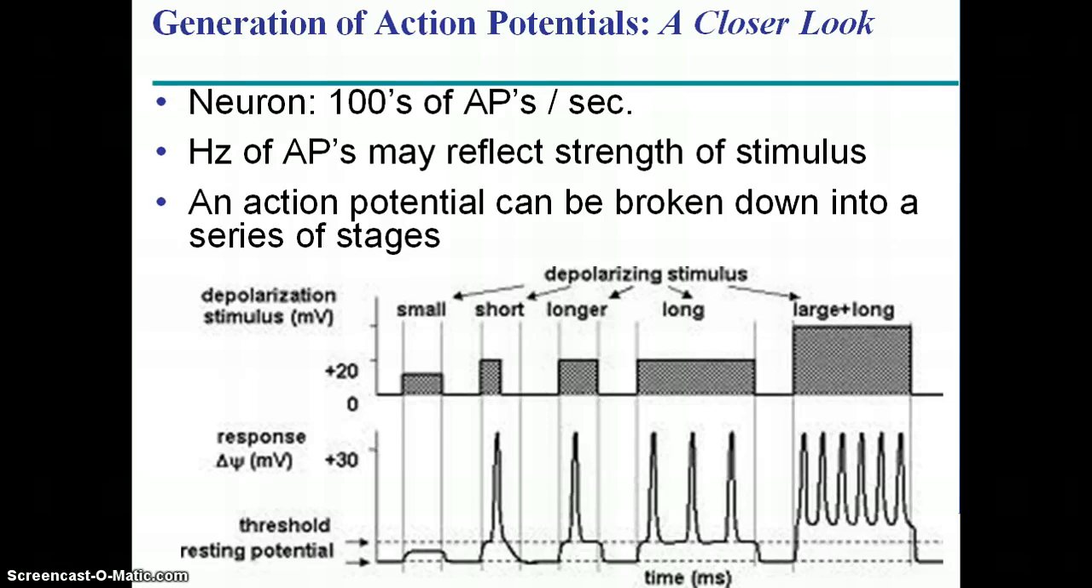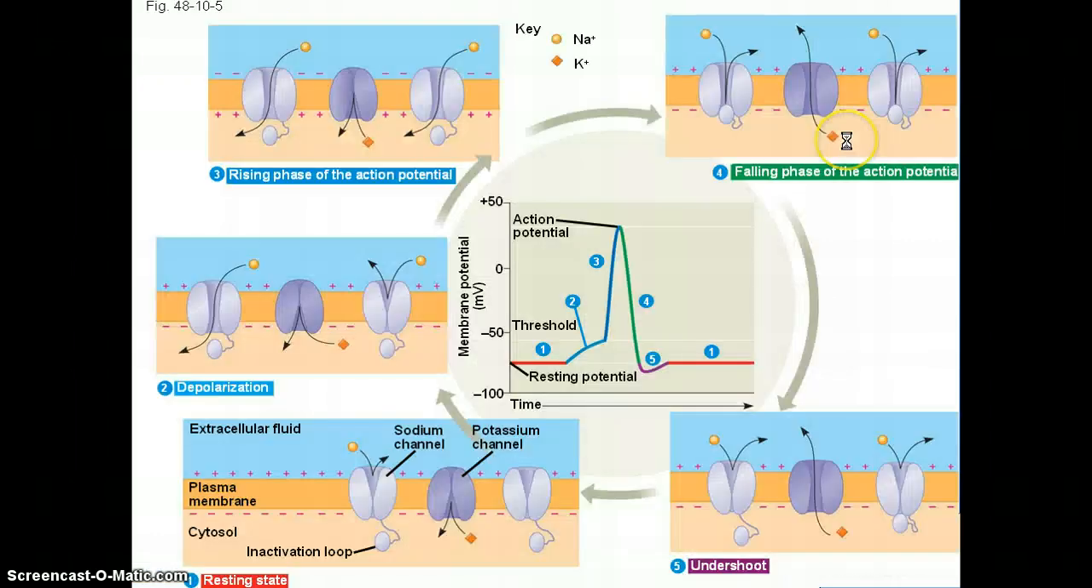All right, let's see. Now, a neuron can produce hundreds of these action potentials for every second, and the stronger a stimulus may be, the more rapidly these action potentials will be produced. All right. Now, we've already spent some time looking at some of the events of an action potential, but this is a means of helping sort of visualize what occurs.